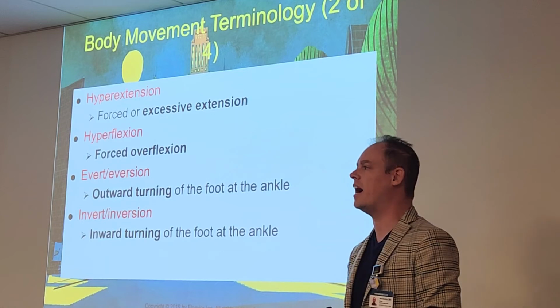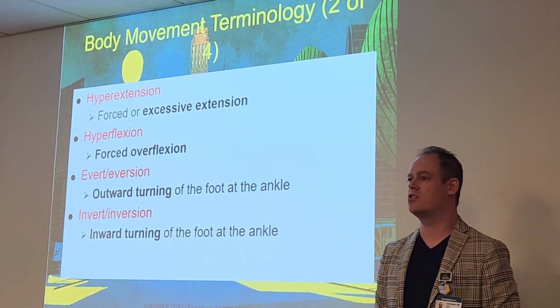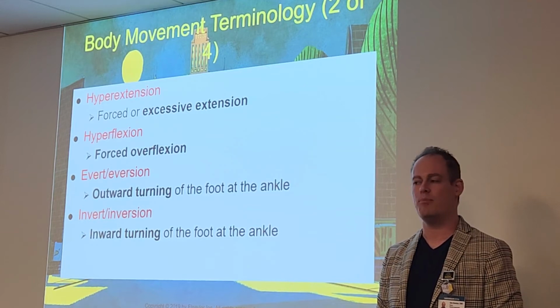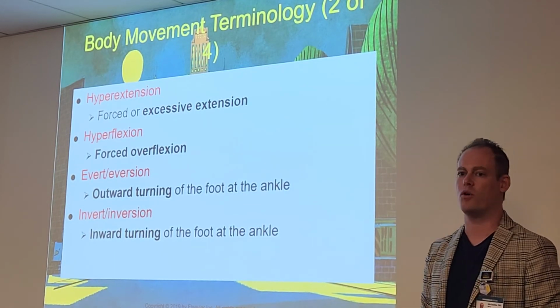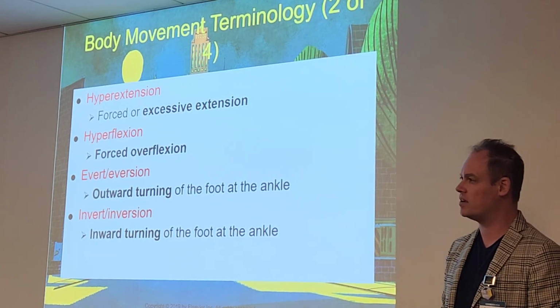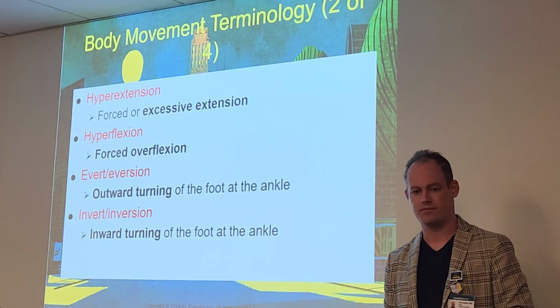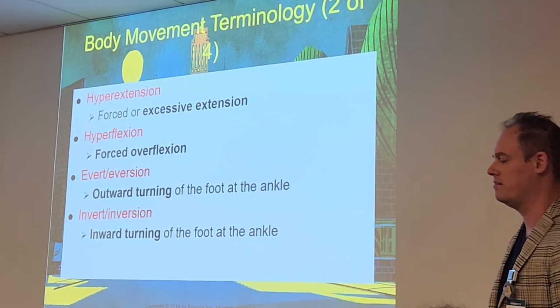Okay, a few more here, guys. Hyperextension versus hyperflexion. So, it's the more extreme versions of what we just talked about. Hyperextension is an excessive extension. Hyperflexion is a forced overflexion. And that's usually going to apply to our spine. I'll show you examples of that here on the next slide. Only to the spine, sir? Not only with the spine, but most commonly with the spine.